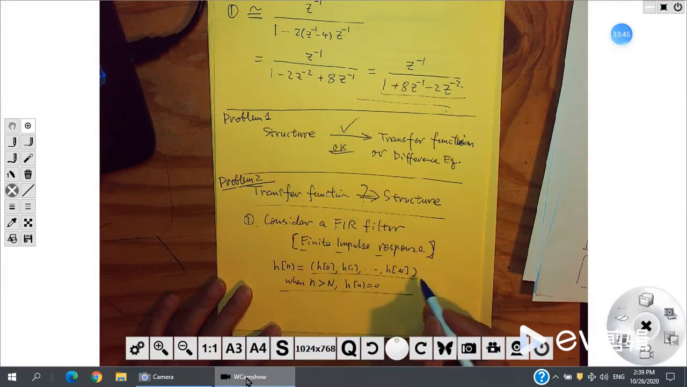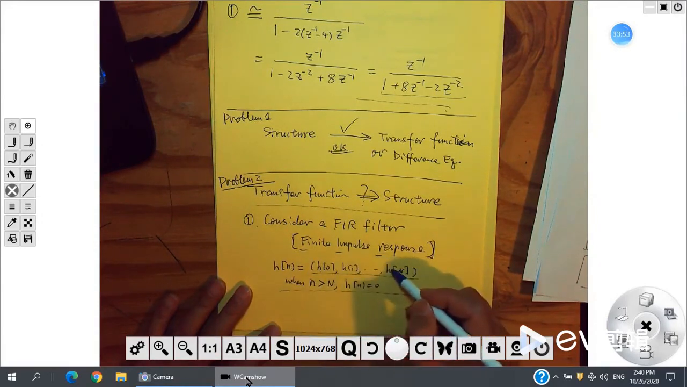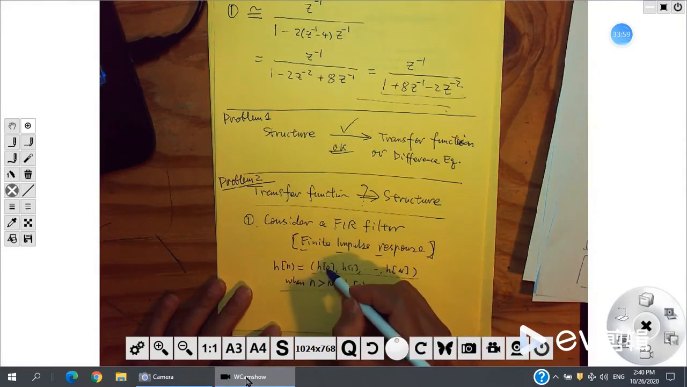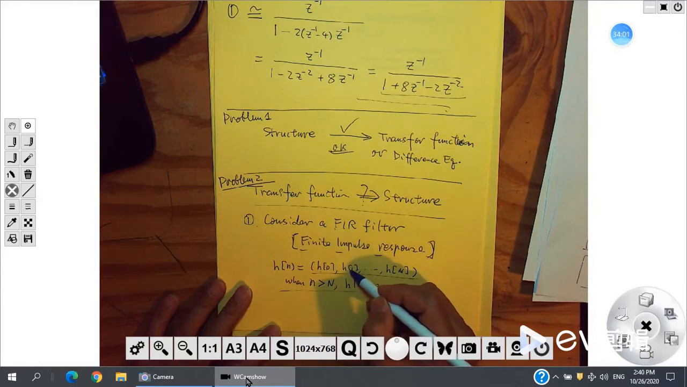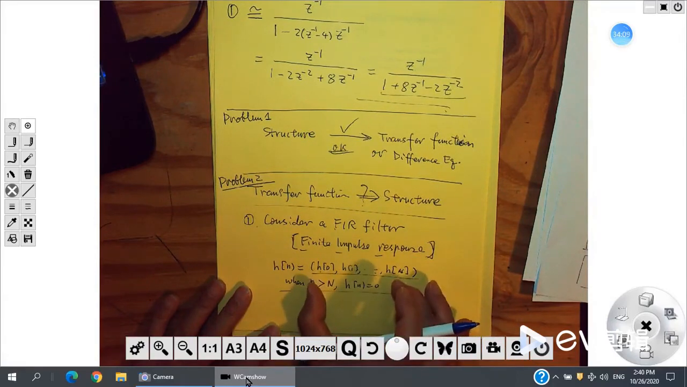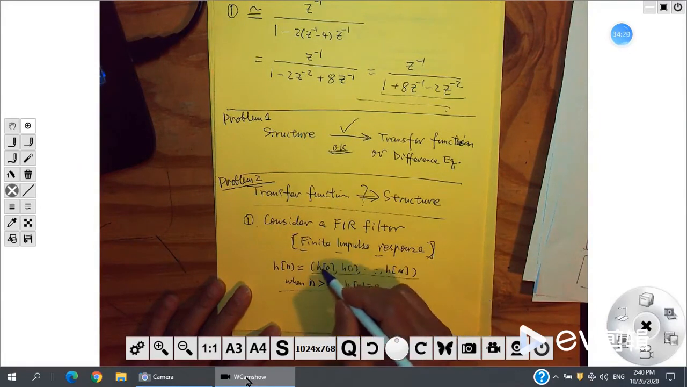Maybe here I have N plus 1, right? Maybe more, maybe less, because some of these h from h0 to h of capital N may be 0. For example, if h1 is 0, h0 is not 0, then this is 0. All these are 0, but the last one, h of N, is not 0. Right? That is the case. So you will have finite non-zero values in the FIR. Like in this way, at most you have N plus 1 non-zero values of h. When n is larger than this capital N, they are zeros.